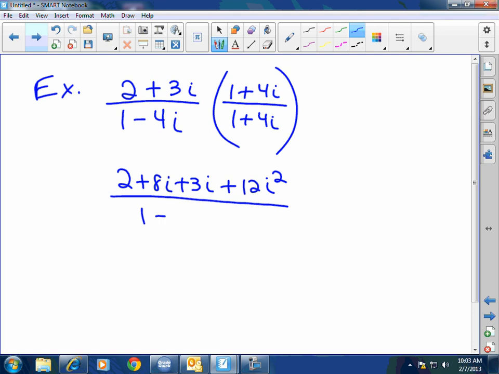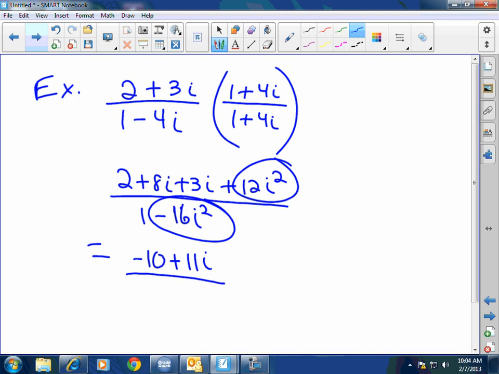They cancel. Minus 16i squared. So this is going to be, this is negative 12. Negative 12 and positive 2, we're talking about negative 10 plus 11i over, that's 16 times negative 1, right? So that's a negative 16 times a negative, so that's a positive 16 plus 1 is 17. And that's my answer. Does that make sense? Okay. You with me so far?